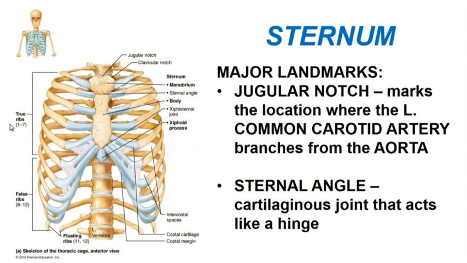The second is a cartilaginous joint called the sternal angle, a joint that sits between the manubrium and the body of the sternum. It behaves like a hinge, which allows the sternal body to swing anteriorly when we inhale, and so that allows the thoracic cage to expand in volume and allows us to draw air into our lungs at the same time.